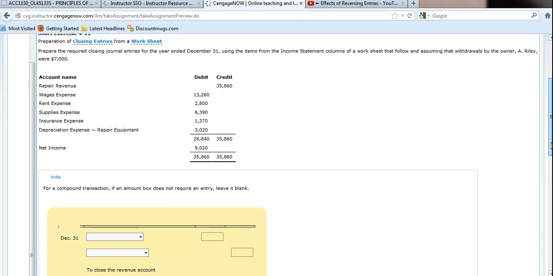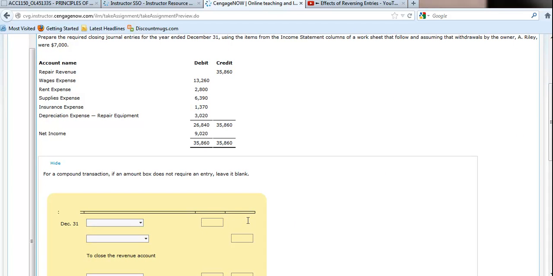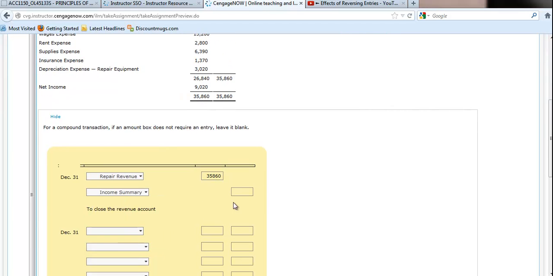In step 1, we said we're going to close our revenue account. So in closing the revenue account, we're going to debit revenue, repair revenue, for the amount of $35,860, and then we're going to credit our income summary account for the same amount. In step 2, we're going to close all of our expense accounts, which we will do with a credit balance. So we will debit income summary for the sum of all of those, which again is already added up for us, so $26,840.